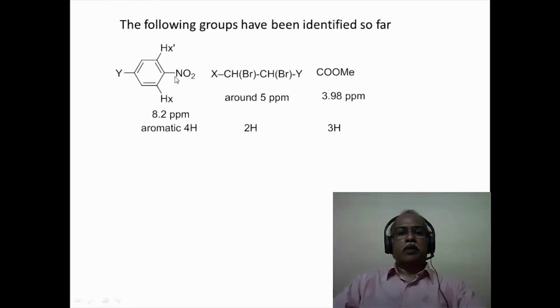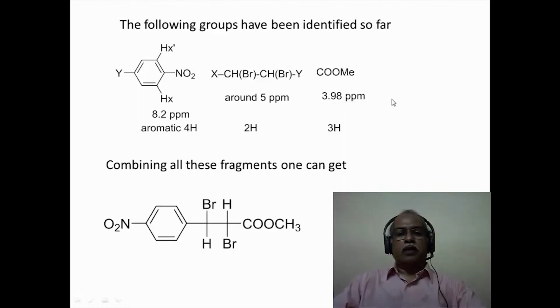You have a para disubstituted derivative with 8.2 ppm in the aromatic, 4 hydrogen intensity, corresponds to this particular hydrogen here. Around 5 ppm you have a 2 hydrogen intensity corresponding to an AB quartet that would correspond to this fragment. Finally, a singlet at 3.98 ppm of 3 hydrogen intensity would correspond to this particular fragment. If you put all these fragments together, then you come up with the molecular structure which corresponds to this one.